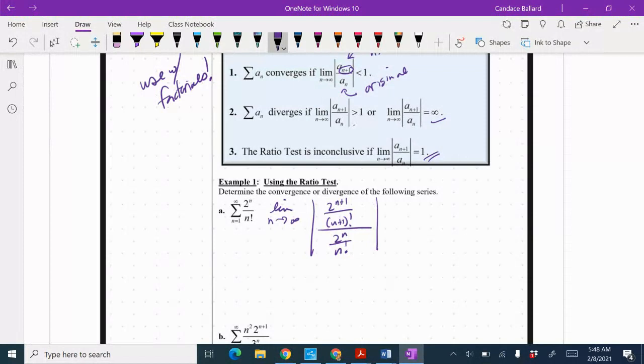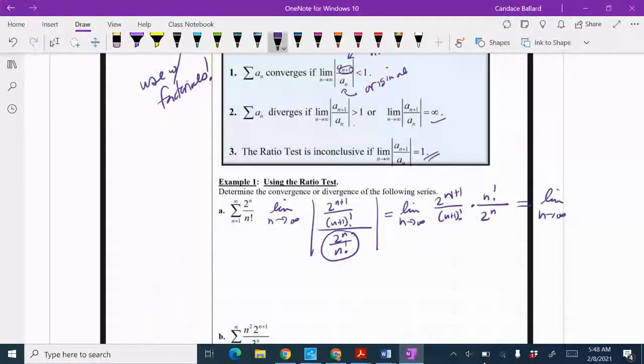So I probably won't write it out that way again because I know that whenever I have the complex fraction, I have to flip and multiply the second one. So really, I would rewrite that as the limit as n approaches infinity of 2 to the n plus 1 over n plus 1 factorial times n factorial over 2 to the n. Now, I want to see if there is any way I can simplify this a little bit. So I'm going to write this out as the limit as n approaches infinity.